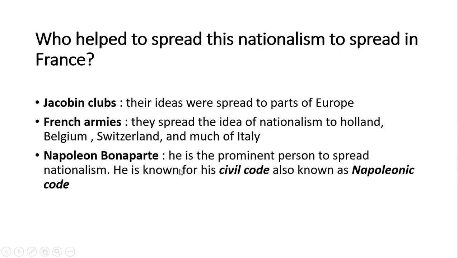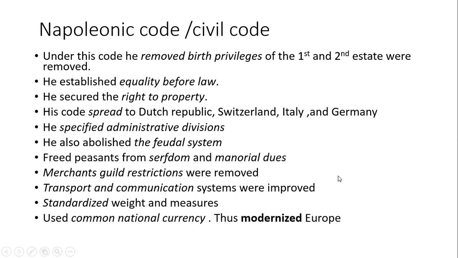Bonaparte played a main role in spreading nationalism. He is a prominent person to spread nationalism. He is known for his civil code, also known as the Napoleonic Code. What is the Napoleonic Code or civil code? Under this code, he removed the birth privileges of the first and second estates. That is, having property, having buildings, having education, all these were privileges of the rich that he removed. He established equality before law. He secured the right to property.